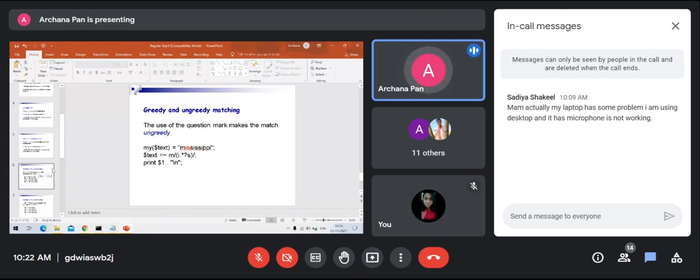So the regular expression, these 2 slides already. From the beginning, what I taught, did you remember?